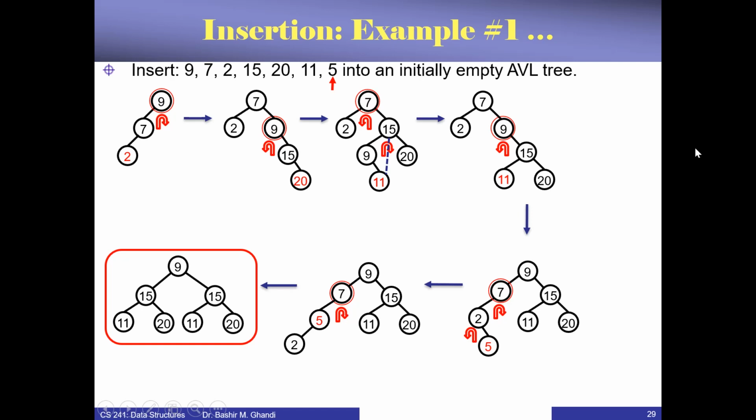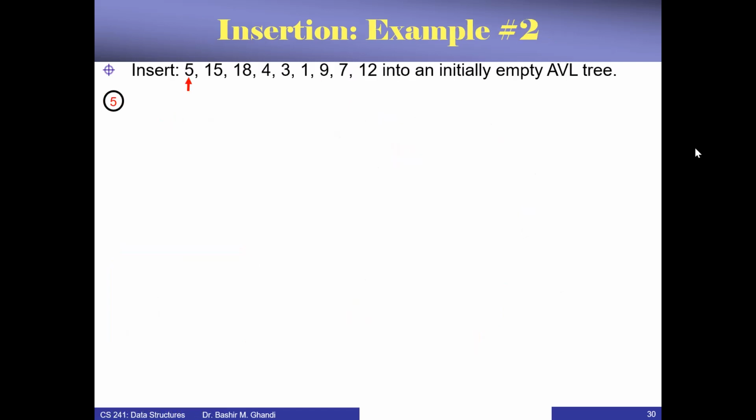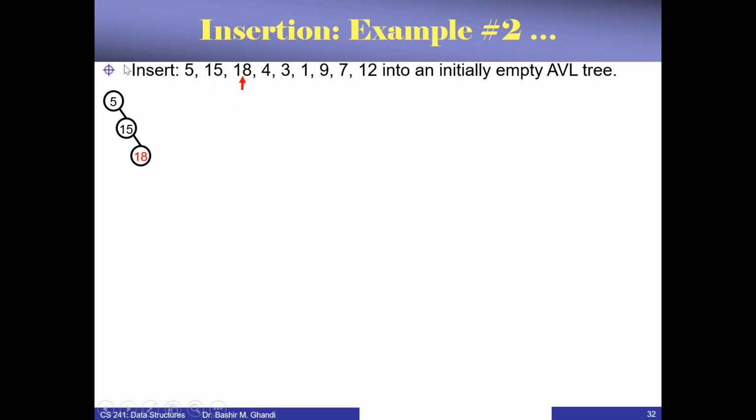Okay, I'll take one more example. Suppose we have 5, 15, 18, 4, 3, 1, 9, 7, and 12. Maybe this time I'll go a little faster. So inserting 15 up to 18, 15 no issue, but when we put 18 there's an issue, and the issue is with 5.